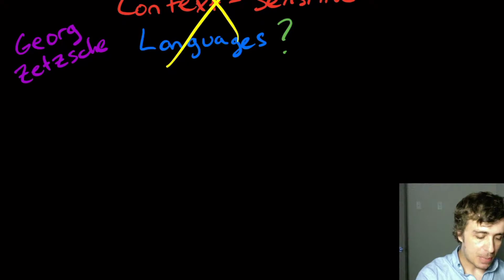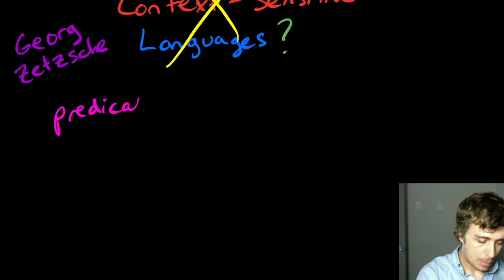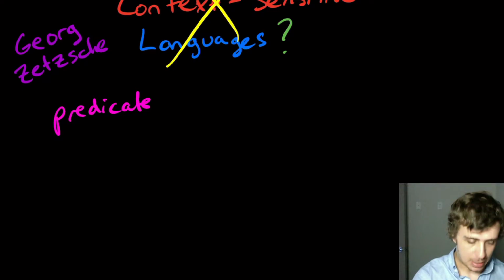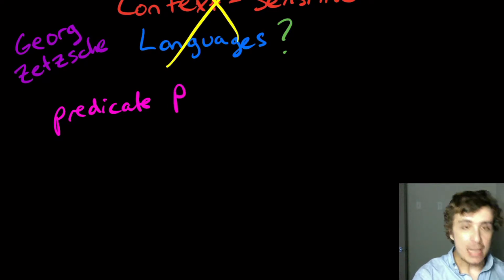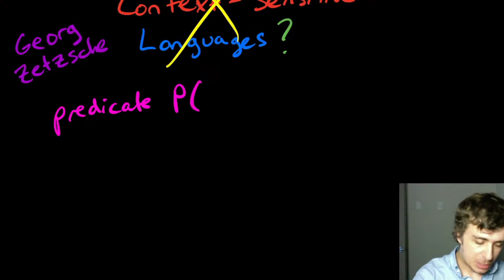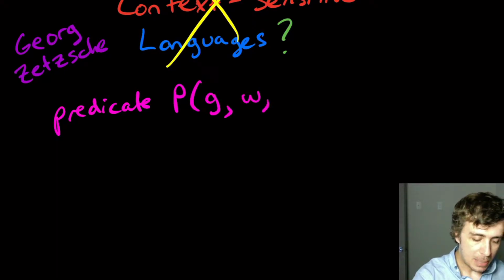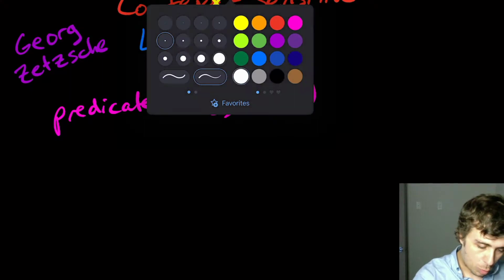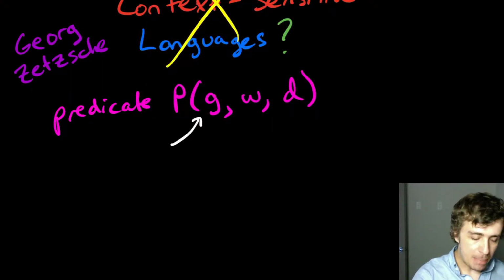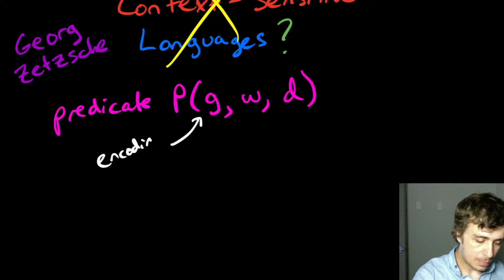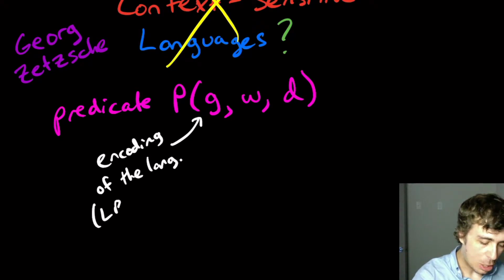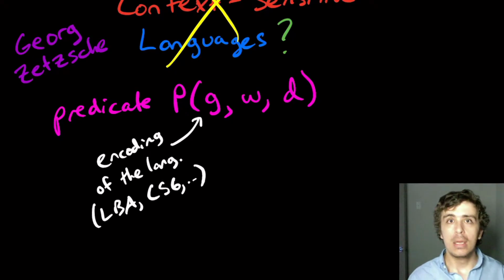So what does it mean to have a pumping lemma? It means that we have some kind of predicate, using George's terminology, P, where P has three parts. It has a G, a W, and a D. So what do each of these mean? The G means some encoding of the language. Think here of an LBA or a context-sensitive grammar or whatever. It's just some encoding of the type of language that you're dealing with.